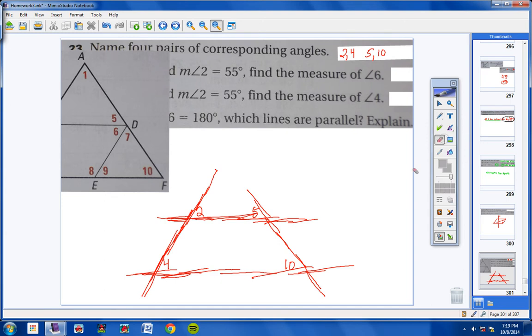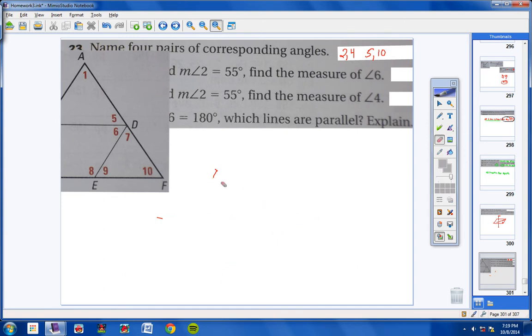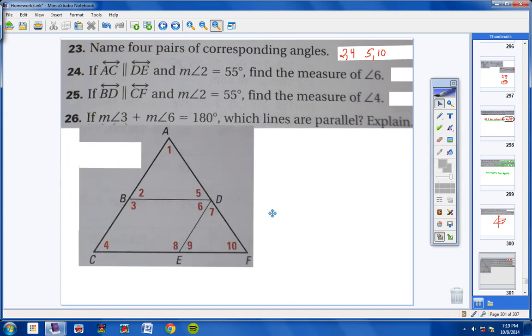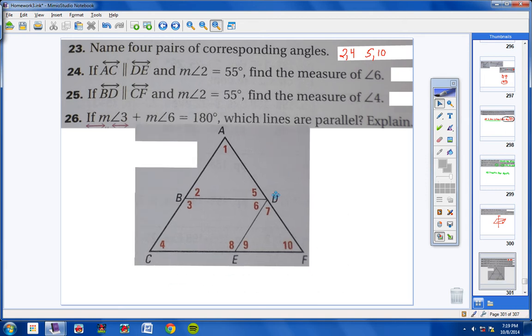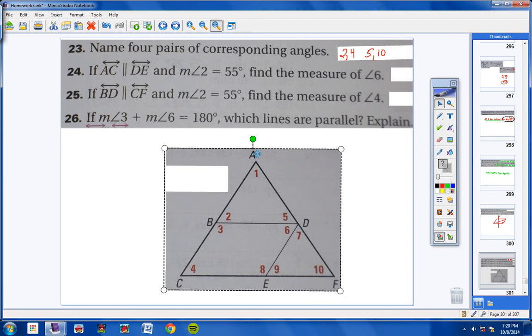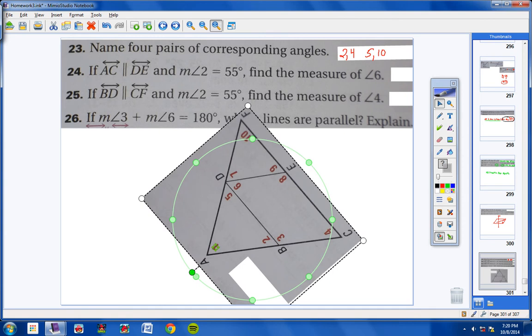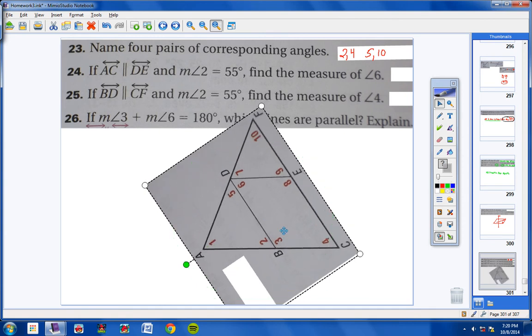Now we have two more sets to find, okay? They want us to find 4 pairs or 4 sets. So here we go. Let's see if we can't do that. 2 and 4, 5 and 10, 1 and 7, and 4 and 9 are also corresponding angles. Let me show you how. Okay, 1 and 7 and 4 and 9. And it's going to be the exact same thing again.